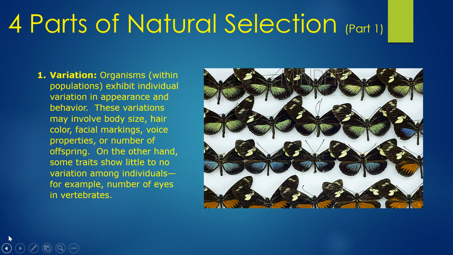The first part of natural selection is variation, and that just means that organisms exhibit individual variation in appearance and behavior. So if you look at the butterflies to the right, they're all different colors, but they also have some similarities such as body structure of 2 wings and a thorax. Variation is the differences in appearance and behavior within a population. The butterflies look very similar, but they're different colors. This would be one example of variation.